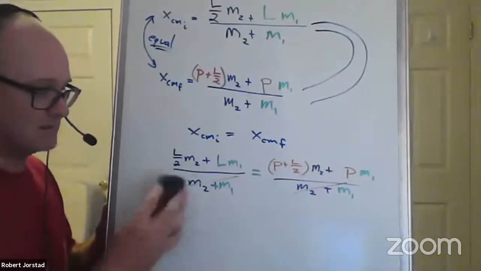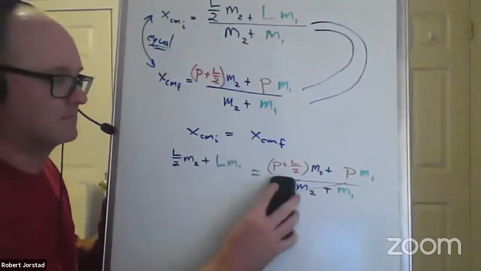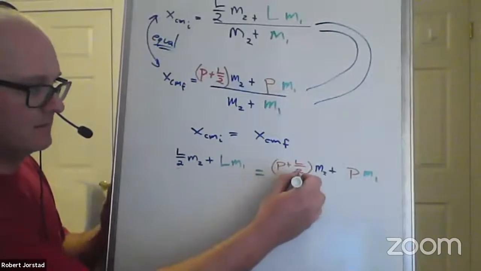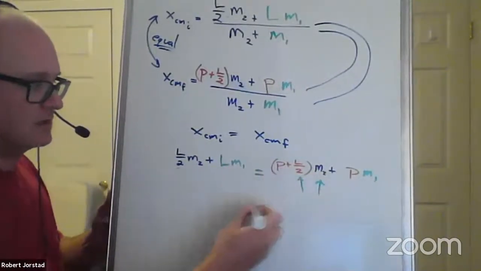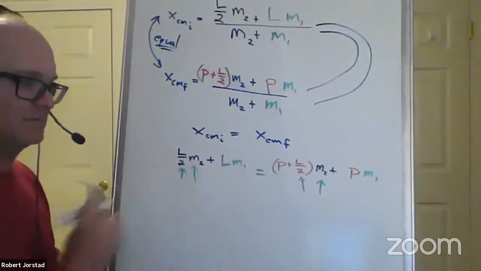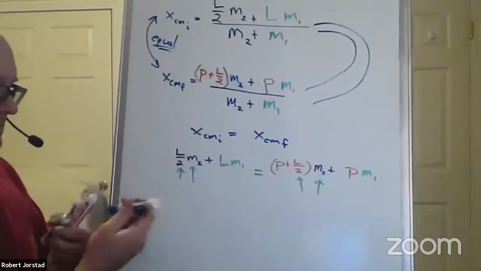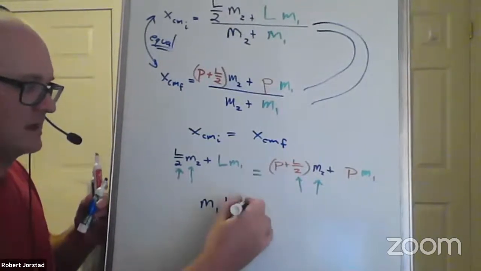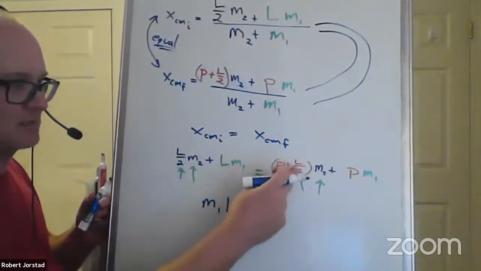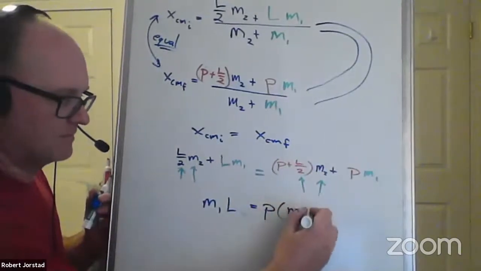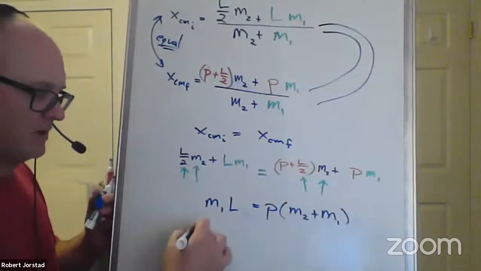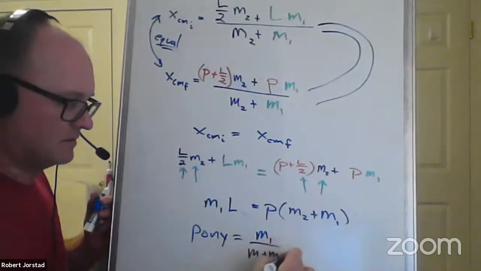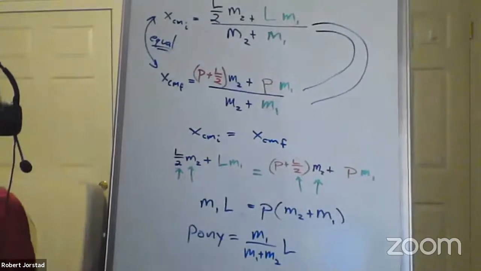So now to save space, I'm just going to erase that. And what I am saying is this term right here, L over 2 times M2, should cancel with this term right here. So what are we left with? In the end, we get M1L equals P times, this term drops out, M2 plus M1. So out of all that, P is equal to M1 times whatever that junk is.